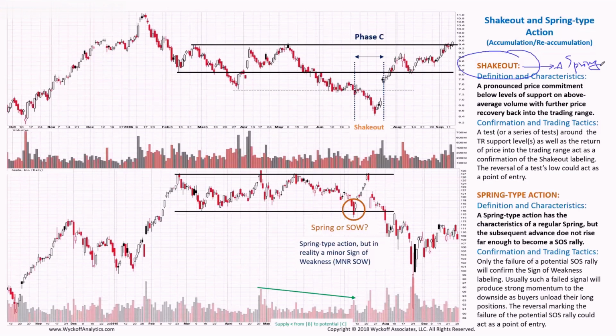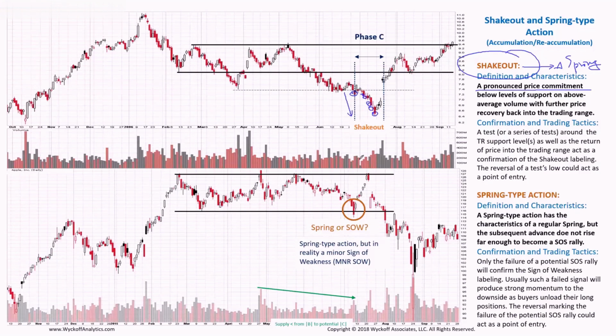Shakeout is much more than that. And I want you, on the very simplistic level, to think about the shakeout as a very, very deep spring. So it's a pronounced price commitment below levels of the support. Right? Look at how many closes we have below here. Quite a few. And distance-wise, it traveled.